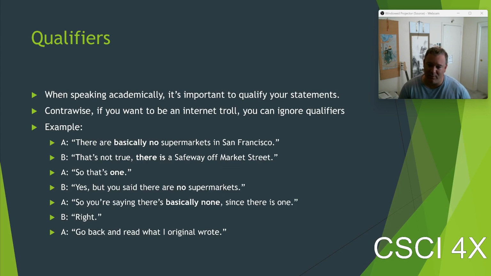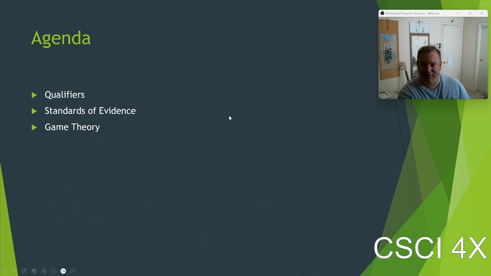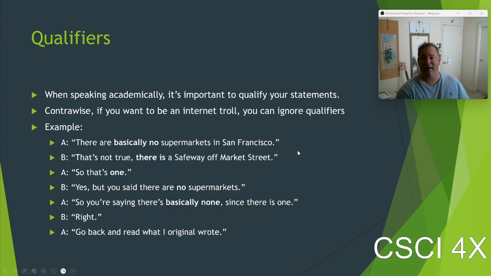There's basically no supermarkets in San Francisco. Oh yeah? Well, there's a Safeway on Market Street. Yeah, so that's one. Yeah, but you said there's no supermarkets. I didn't say that. I said there's basically none. That's not the same thing as none. So the people on the internet have a really hard time dealing with anything other than 100% or 0%. Black and white thinking is the thinking of the internet.